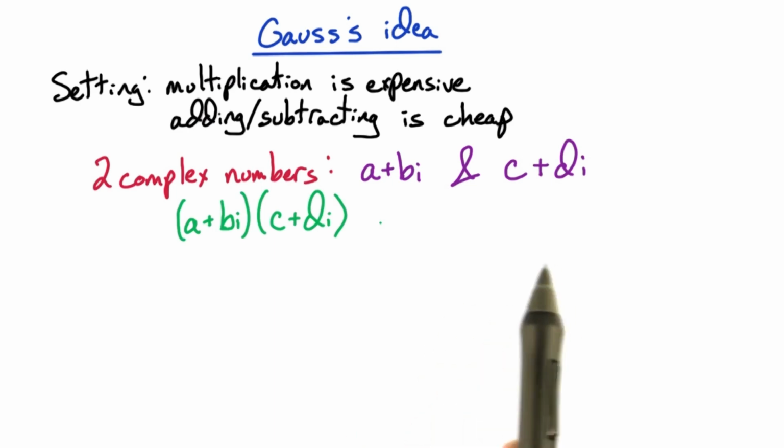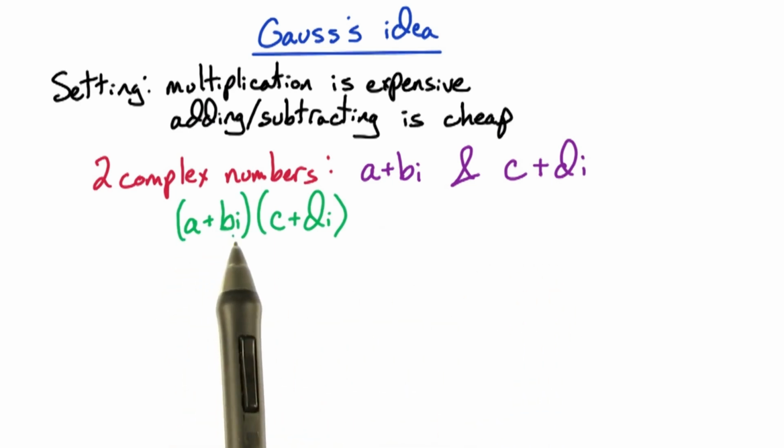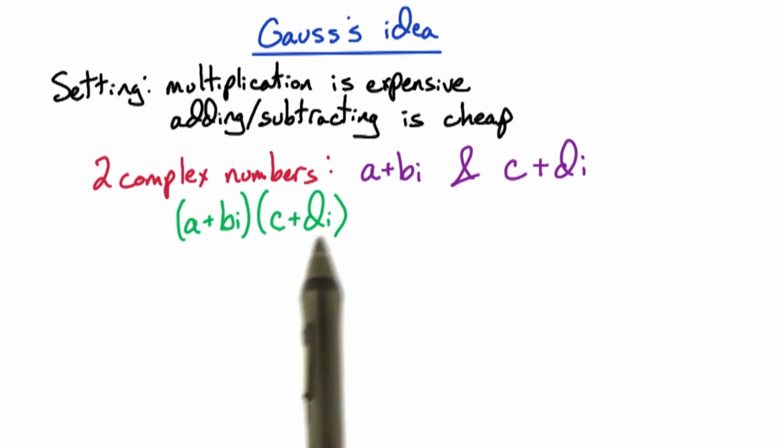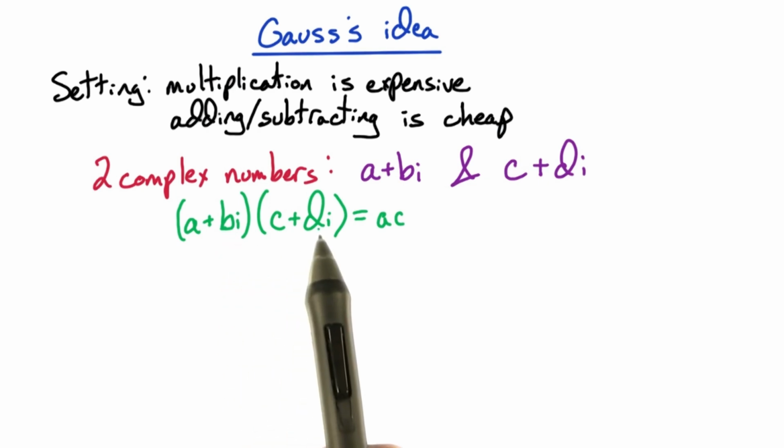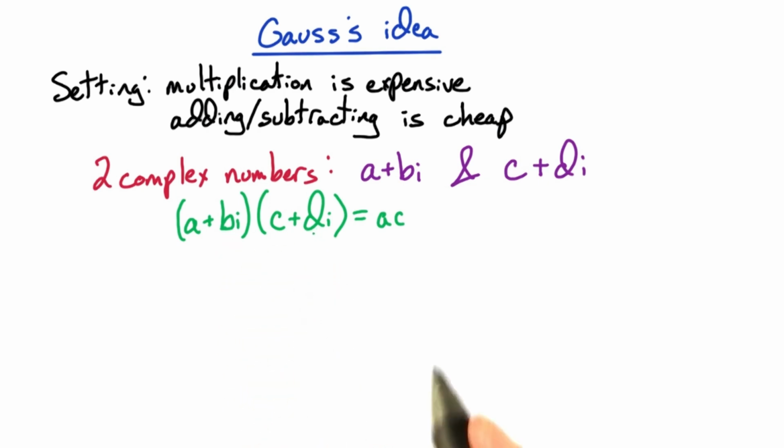And our goal is to compute their product. We want to compute a plus bi times c plus di. Well, in order to get a handle on it, let's start by just expanding this out. So I get a times c. I get bi times di. i squared is -1, so that gives me minus bd.